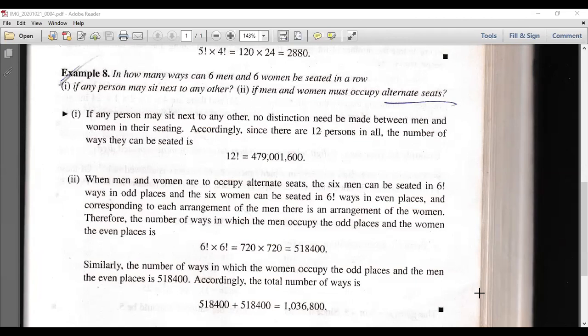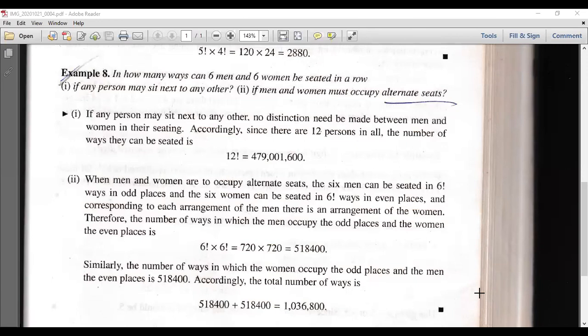In how many ways can 6 men and 6 women be seated in a row? So, for example, man, woman, man, woman, man, woman, and so on. If any person may sit next to any other.